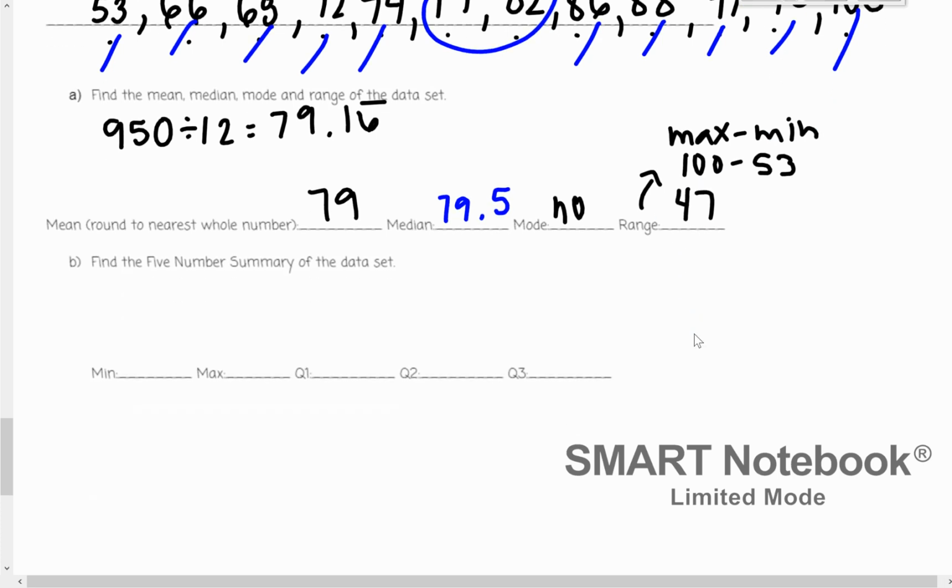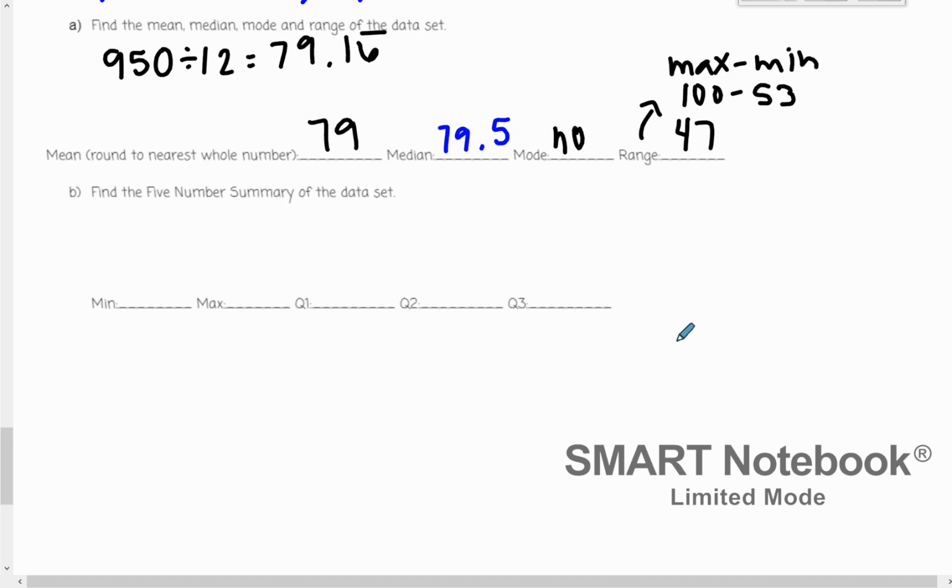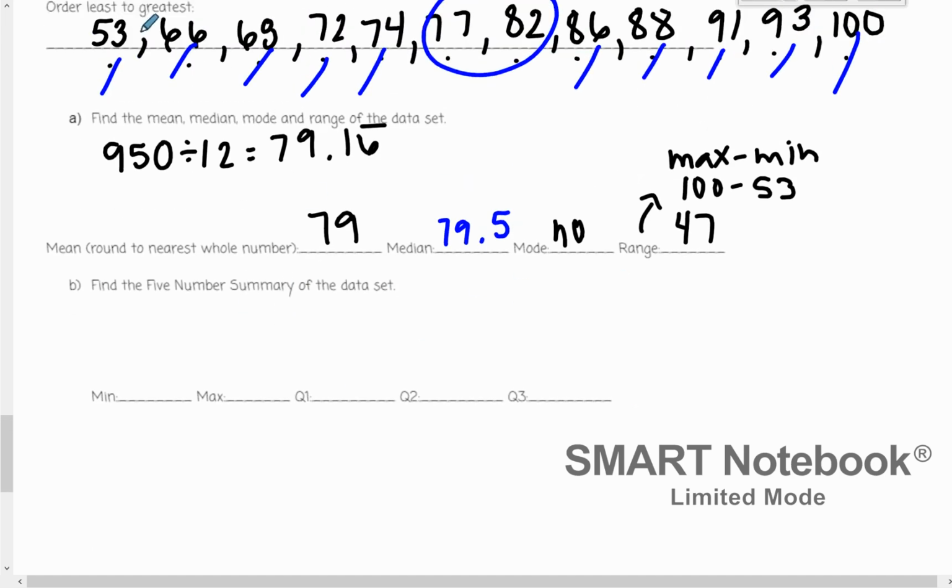All right, we're almost done. Last but not least, we want to find the 5-number summary. We already know the min is 53. That's just looking at that first number in the list. Our max is 100. Q2 we know is 79.5.